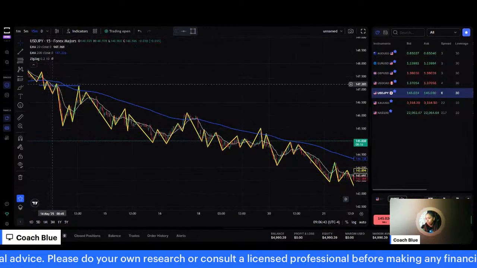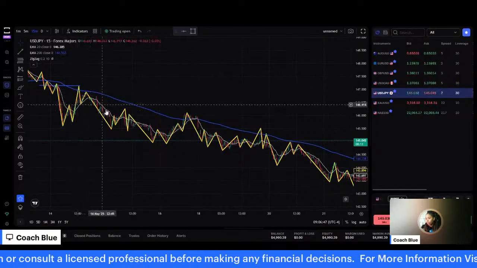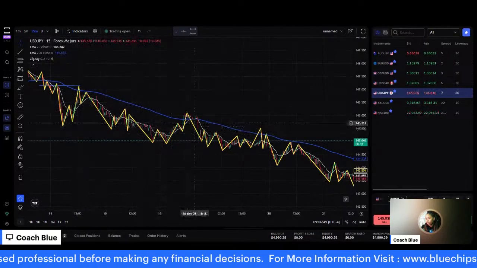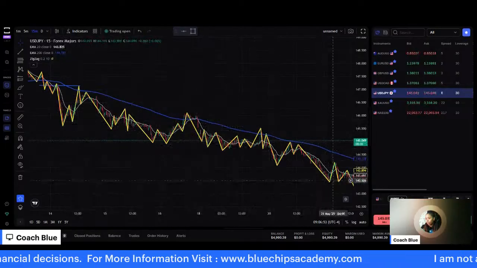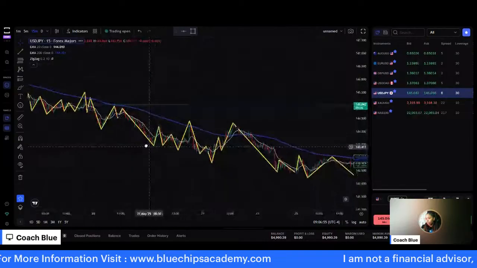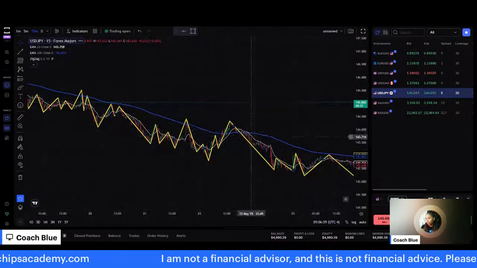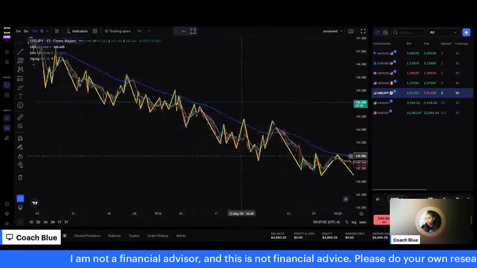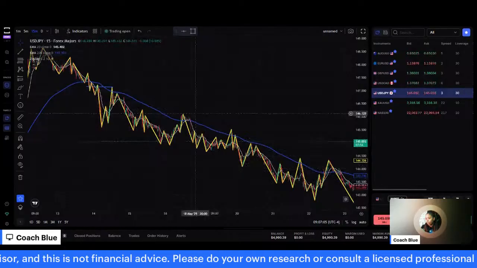Does the 20, this white line right here, stay beneath the 200? As long as that 20 is beneath the 200, you can let that trade ride out. Your exit is when it crosses back up, right? You enter again when it crosses back down. Very simple. Very simple.